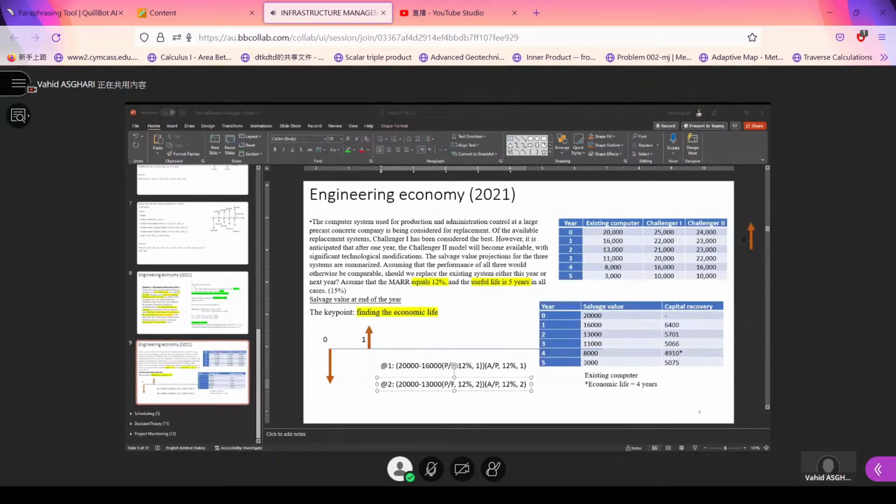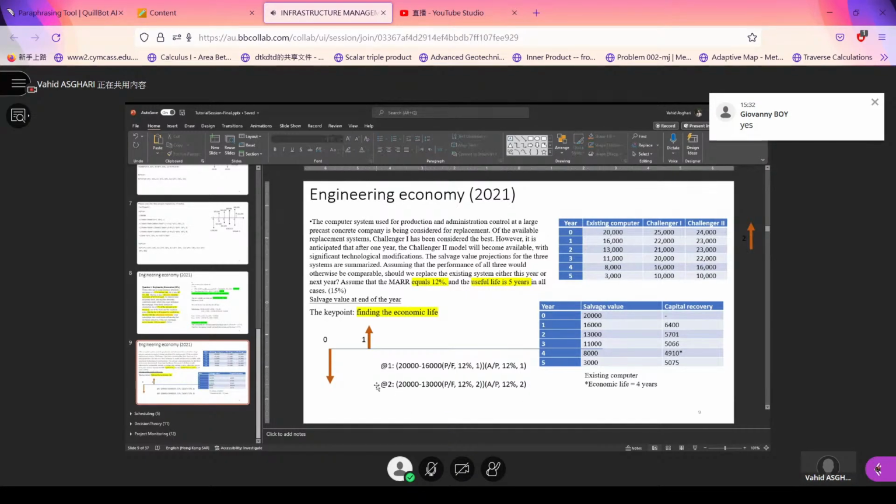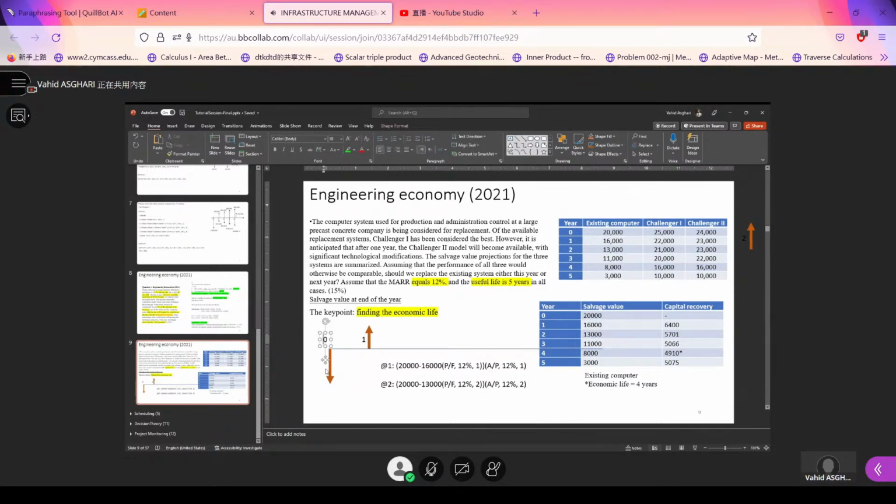Okay, this is 331. Giovanni, are you here? Yes, okay. So the idea is that you need to find the annual representation of the cash flow. What is the cash flow? There will be an investment here, and the investment is $20,000.